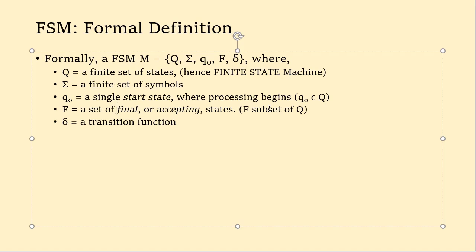And how do we figure out if a string is going to go to a final or accepting state? We have something called a transition function, lowercase delta. Delta is a transition function. Now delta hopefully is going to remind you from your calculus days, right? Delta is a small change, a small step forward. In this case, it's a discrete step forward from one state to another. So delta is a transition function that controls how the finite state machine transitions from state to state as the machine is processed, as the string is processed.